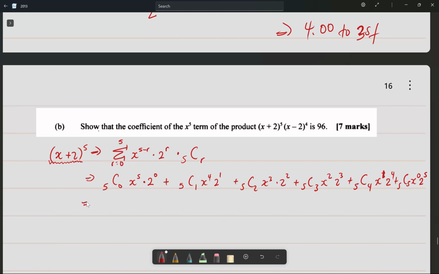Which if we work it out, this is going to become x to the 5th. This becomes 10 x to the 4. I can't do this in my head, I need to get my calculator. 5 choose 5.